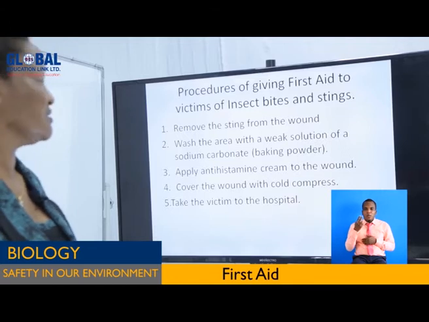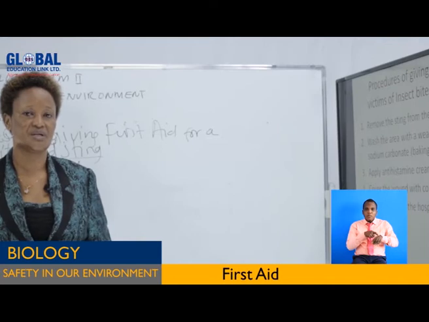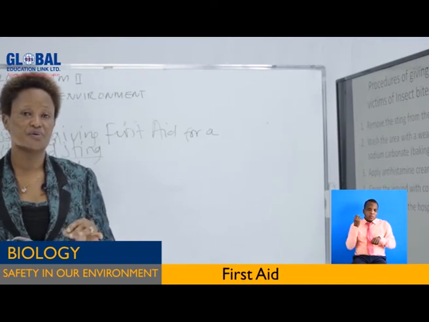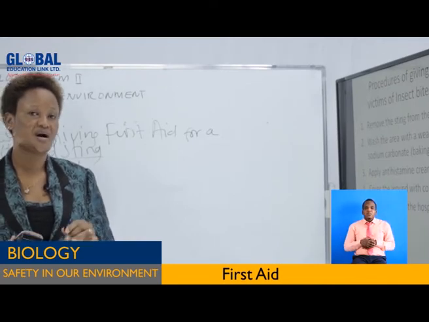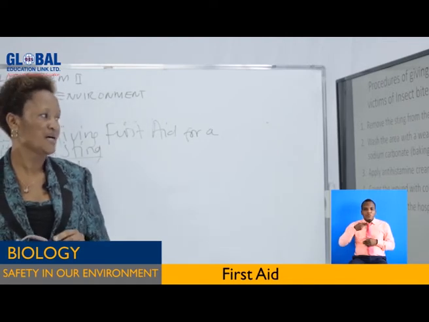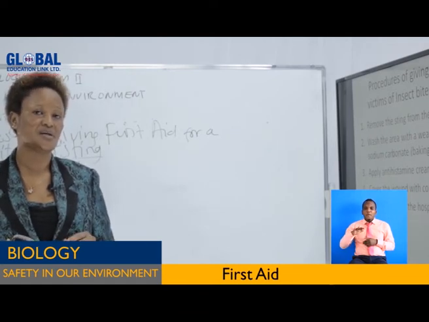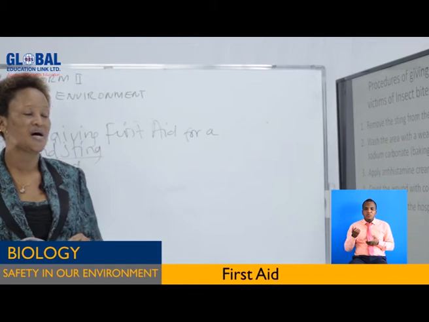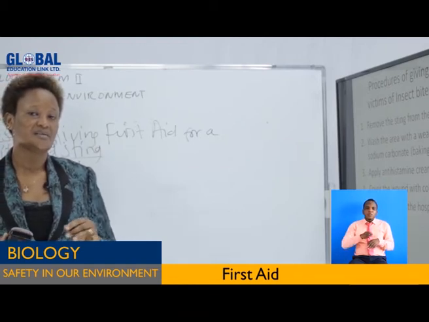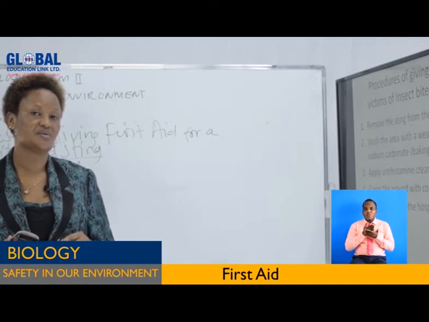My students, you can see procedure number 2, which is to wash the area with a weak solution of sodium carbonate or baking powder. How do we make this solution? You can take 2 teaspoonfuls of salt and mix it with half a liter of water. You will get that solution of sodium carbonate. Or you can use baking powder, which is commonly used at home. That one will have a neutralization tendency and will remove the poison, because the venom is acidic in nature.